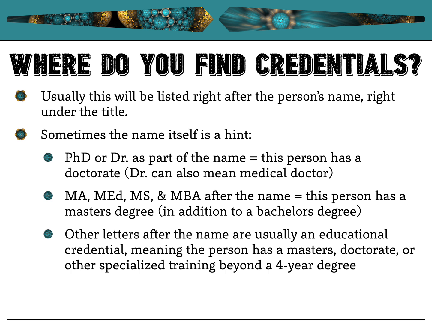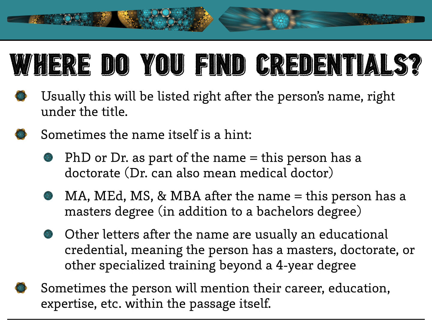Now, if you can't recognize what those particular letters mean, because frankly, there's a lot of them, you could just mention in your essay, based on the letters after this person's name, this person has some extended credentials and has been in school longer than just a 4-year degree.